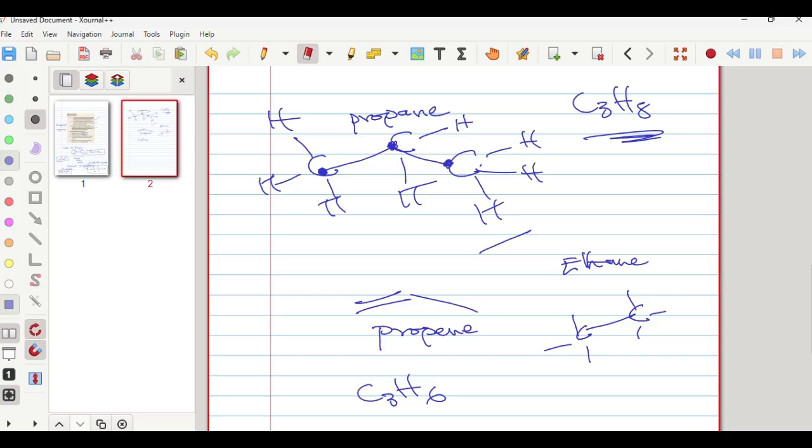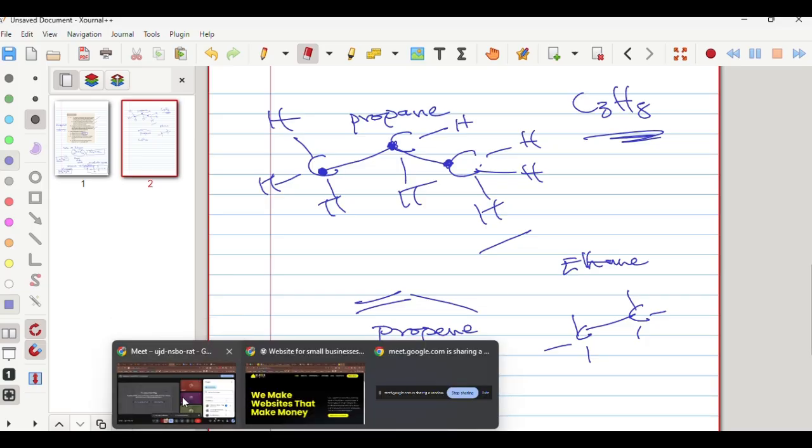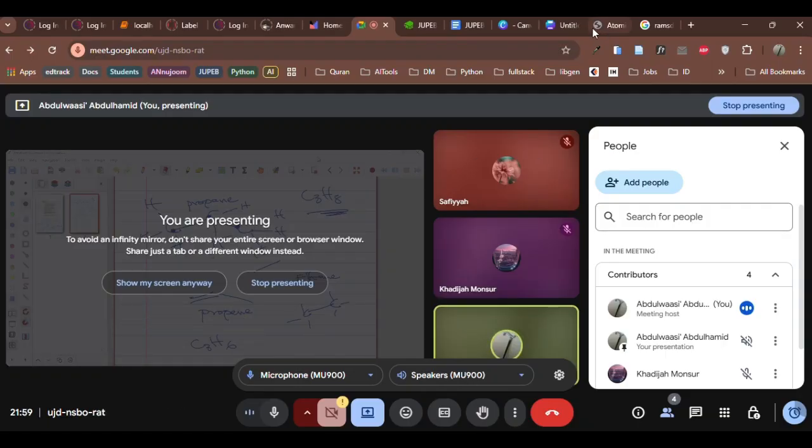Yes, sir. Okay. And there's another one that I don't know, you don't need it. That's the 3D structure. You don't need that. Let's just go to where we're actually going. Now let's move to functional groups. Sorry, I want to follow the JUPEB syllabus. I'm just trying to build the foundation first, but we need to follow the JUPEB syllabus.